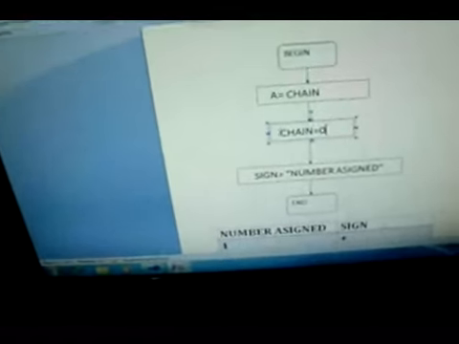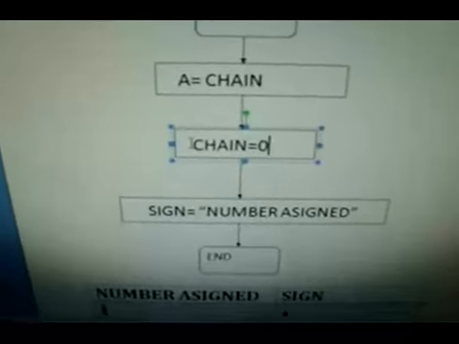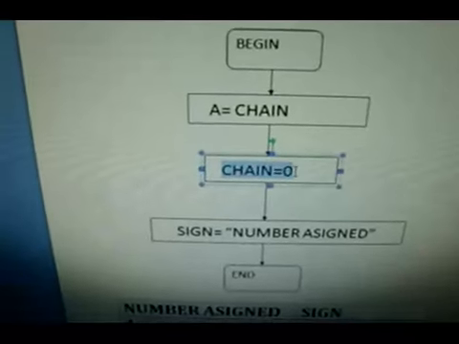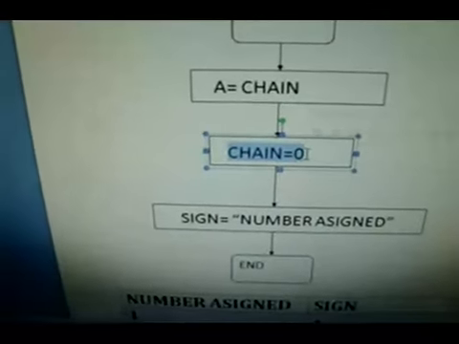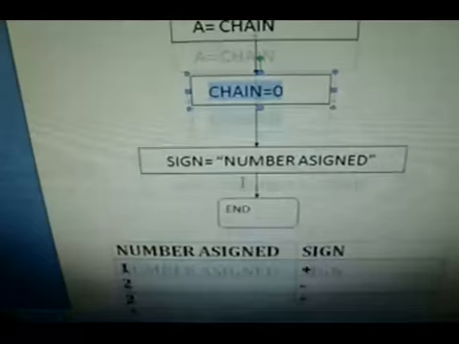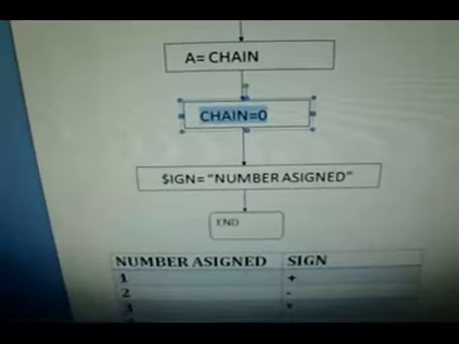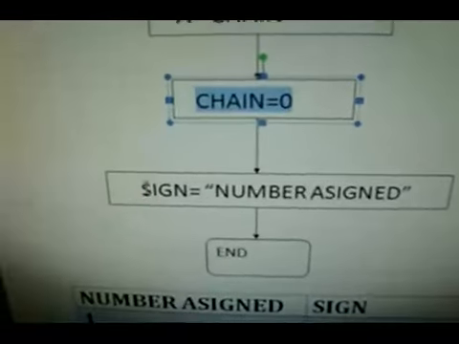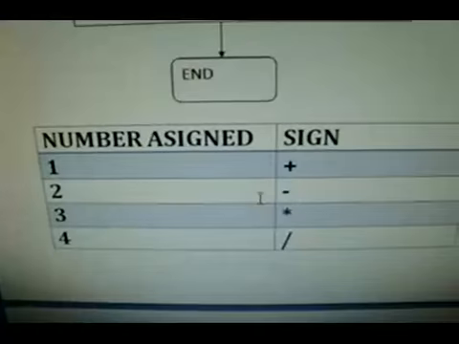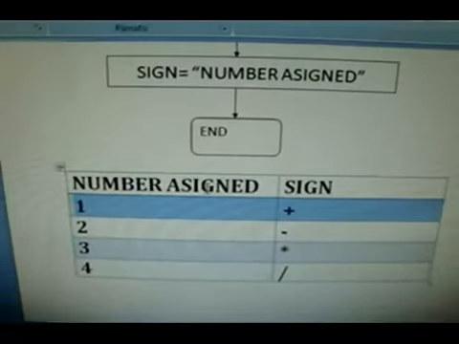Next, you are going to change the value of the chain. You are going to erase that, because you are going to save here the value of the number 2, the number b. Next, the sign. It is a variable that is going to save a number that represents the sign that you are going to use. If you have the sign plus, you are going to use the number 1.